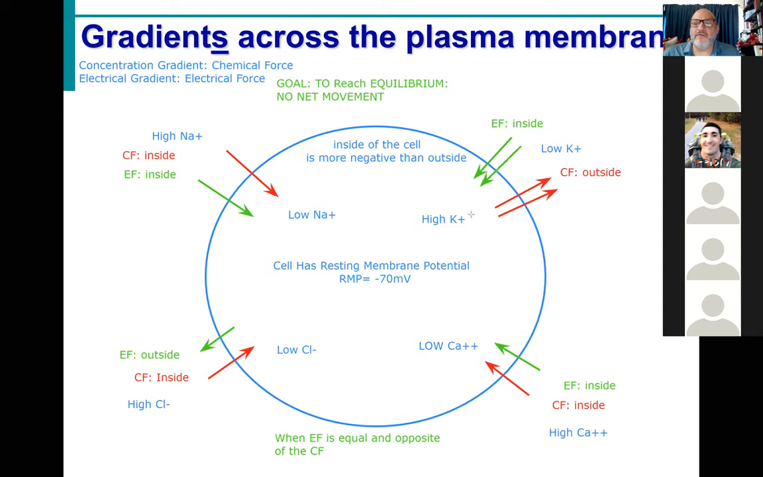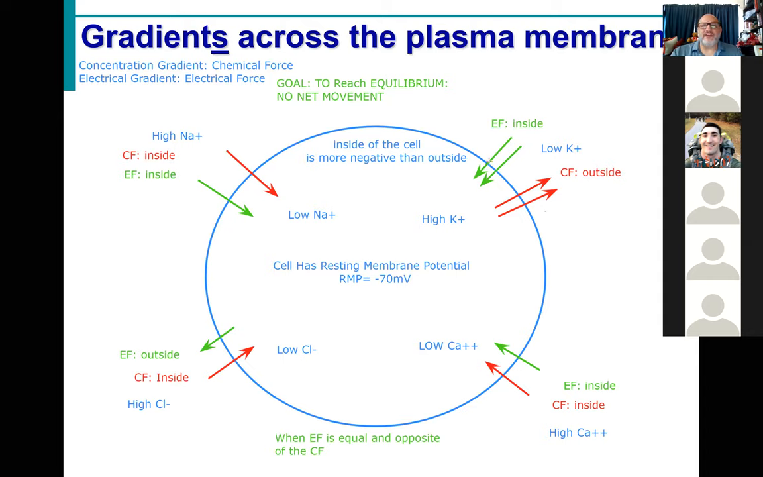At this point, for every potassium that leaves down the concentration gradient, one would come in by the electrical force, and potassium would be at equilibrium. So as we'll see, and this will be especially important when we get to the nervous system at the end of the class, these two forces, both the chemical force and the electrical force, play a role in determining which way an ion is going to flow.